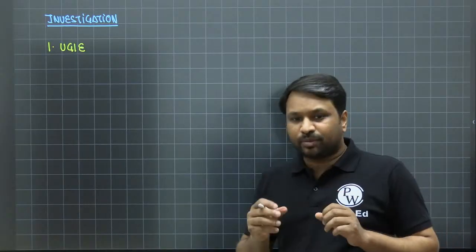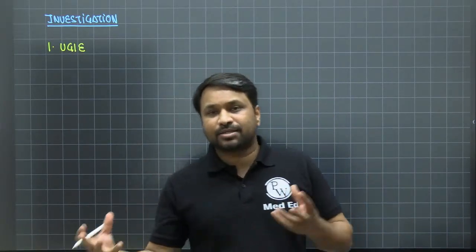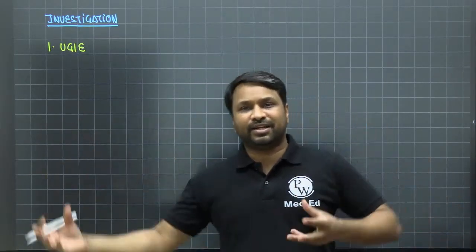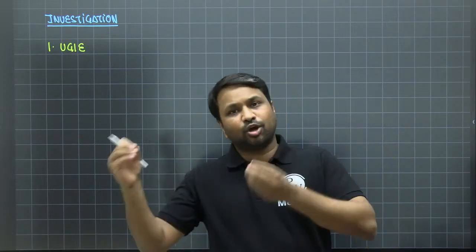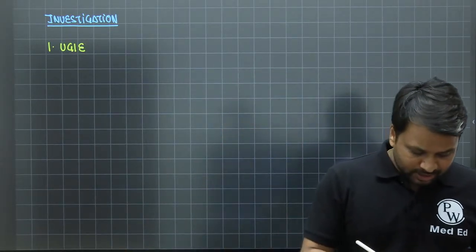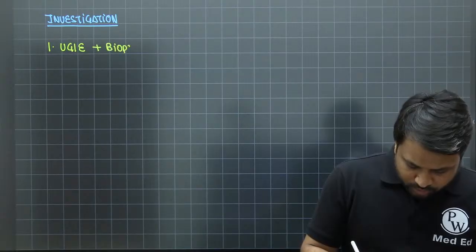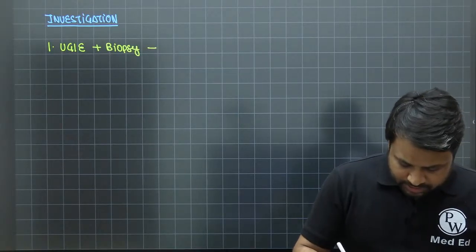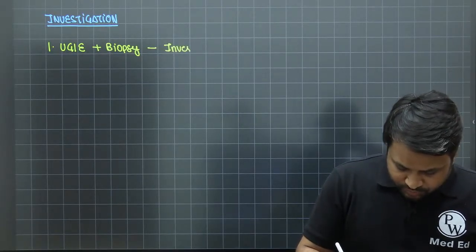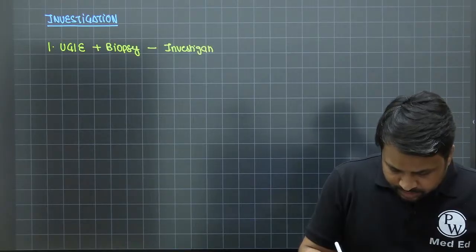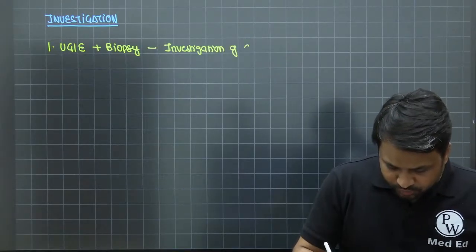Now, when you do an endoscopy, either you will see an ulcerated mass or a polypoidal or an elevated mass. So either an ulcer or a lesion that is present. In order to conclude that, I would like to perform an endoscopic biopsy, and this becomes the investigation of choice.